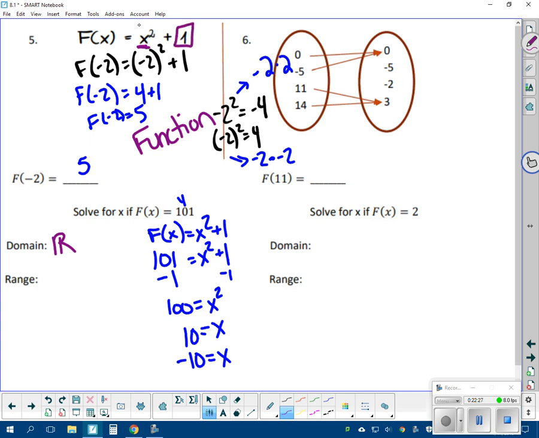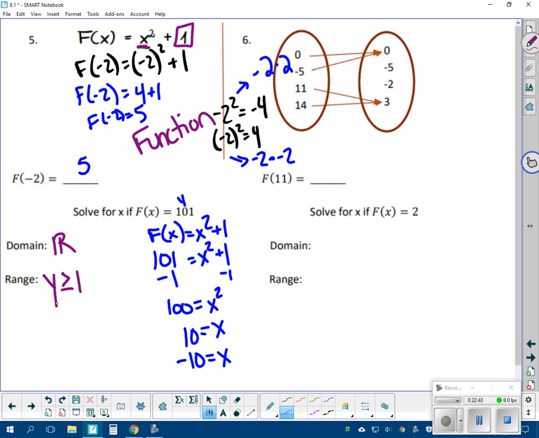Because if I plug in a negative, say negative 2, and look, I'm bigger than 1. Any negative number is going to give me a positive number plus 1. 0 would just be 0. 0 squared is 0, plus 1 would be 1. And positives are going to give me bigger. So we would say that your range, your y value, is going to be greater than or equal to 1.